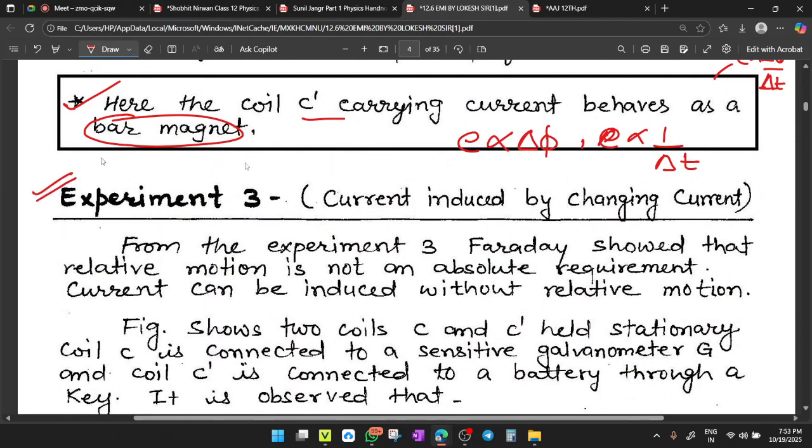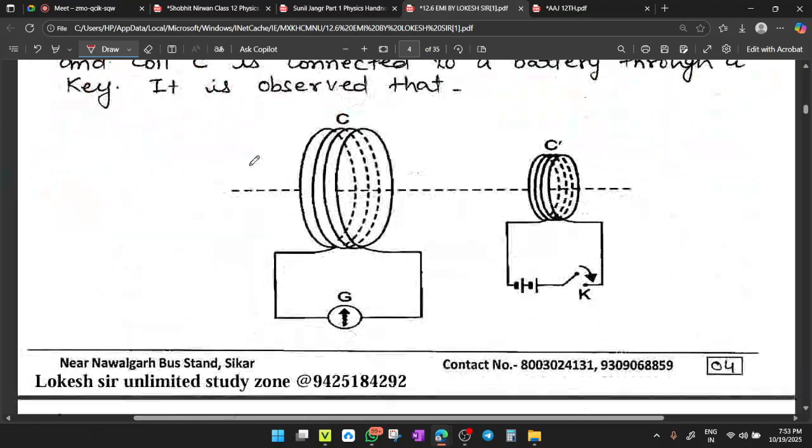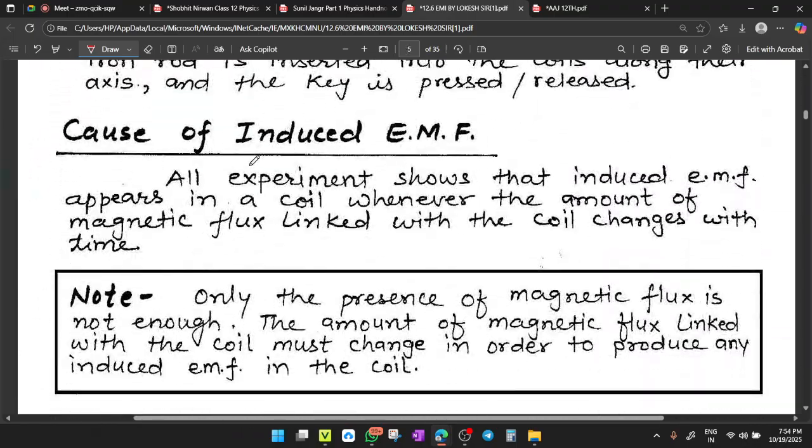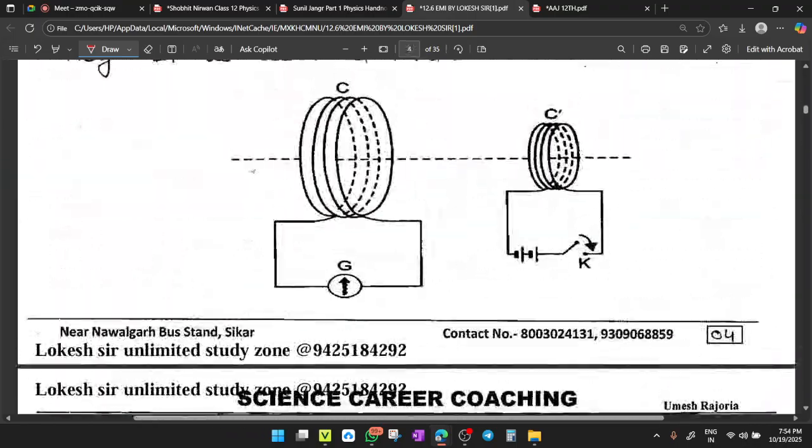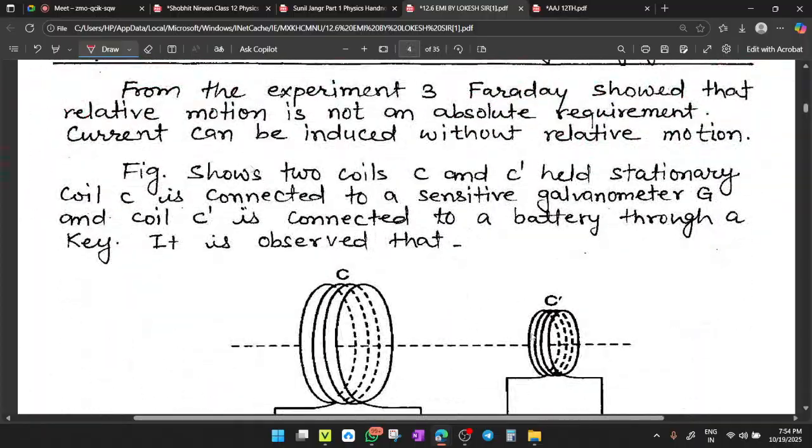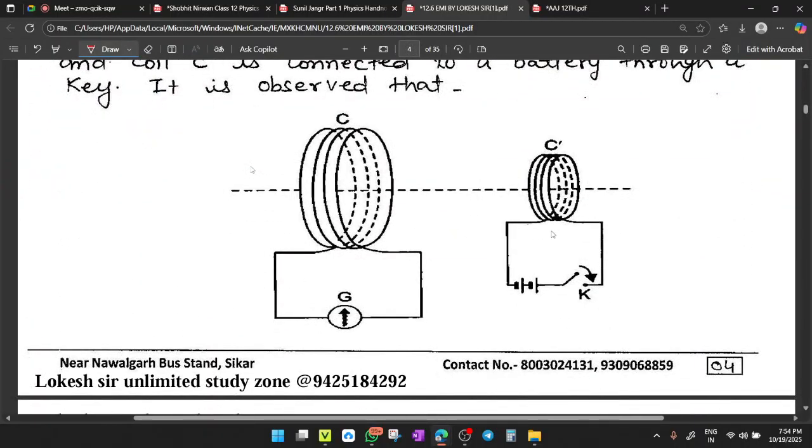Now moving to experiment number 3. One more important experiment. Experiment number 3. Yes, this experiment is somewhat different. Check how. This is our current coil. You can say this one is the source coil.